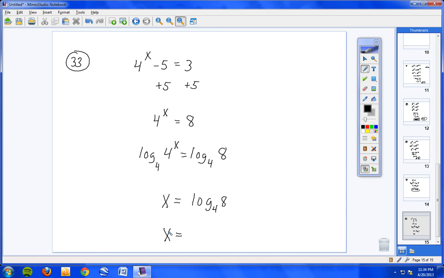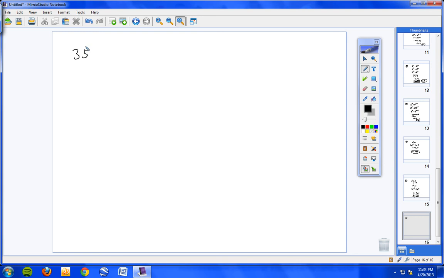I'm going to check that in the back of the book, but I'm getting 1.5. That is correct. So your answer is 1.5. All right, let's move on to number 35. Number 35. All right, let's take a look at this.